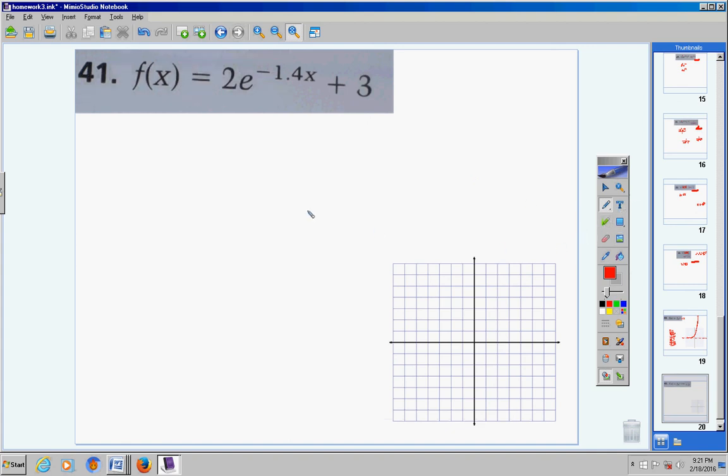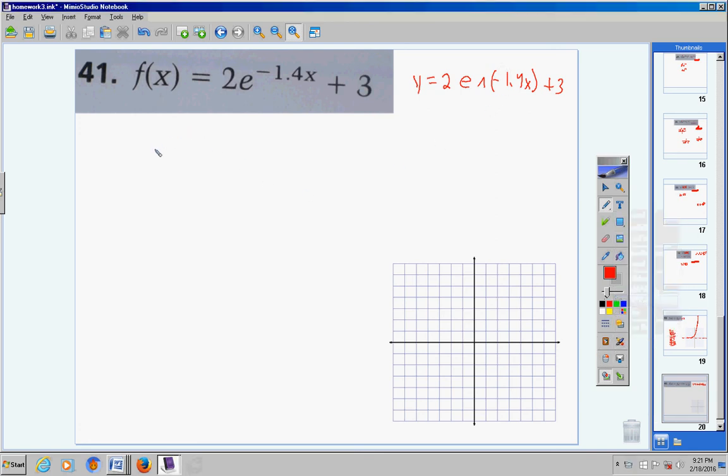First of all, if you want to type this into your calculator, hit the y equals button, then hit 2, then hit second ln, and this will pop up, and then type negative 1.4x, then close the parentheses, then hit plus 3. Okay, type that into your calculator if you're going to use your table of values on your calculator.